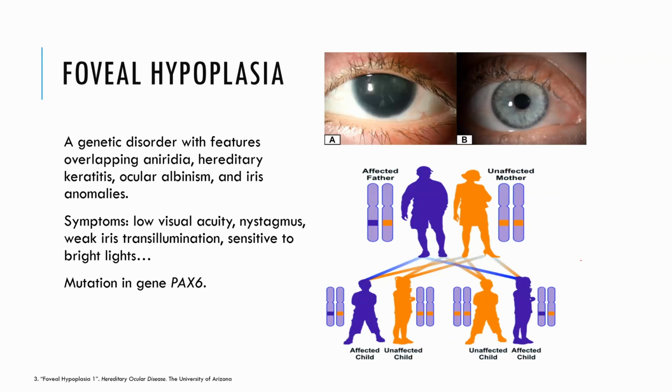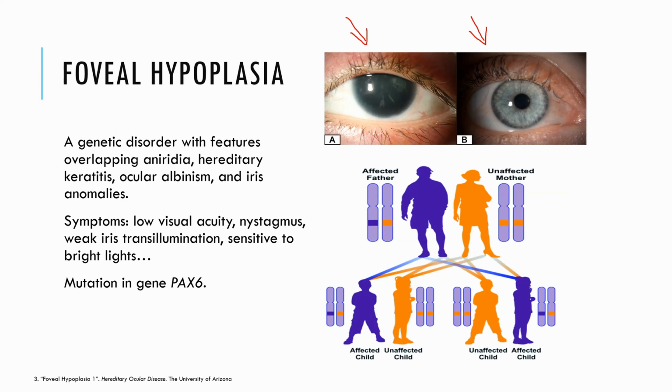Now, what happened to the people with Foveal Hypoplasia? So then what is a Foveal Hypoplasia? Foveal Hypoplasia is a genetic disorder with features overlapping aniridia, hereditary keratitis, ocular albinism, and iris anomalies. So here in this picture, this is a patient with aniridia, and it is compared to a person with normal eyes. As you can see, this patient does not have iris, and the pupil is abnormally large.